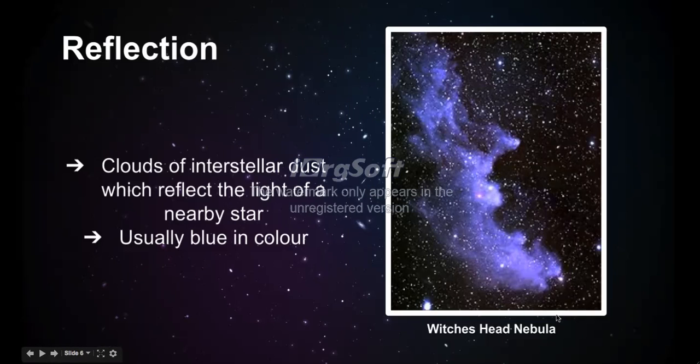The second type of nebula is the reflection nebula. Reflection nebulae are clouds of interstellar dust which reflect the light of a nearby star or stars. Reflection nebulae are usually blue because the scattering is more efficient for blue light than red.